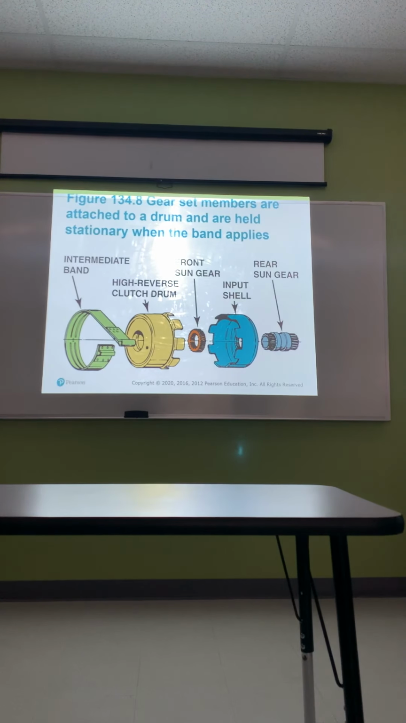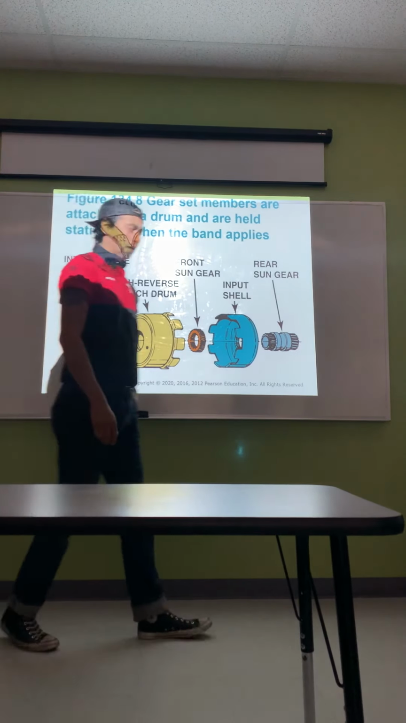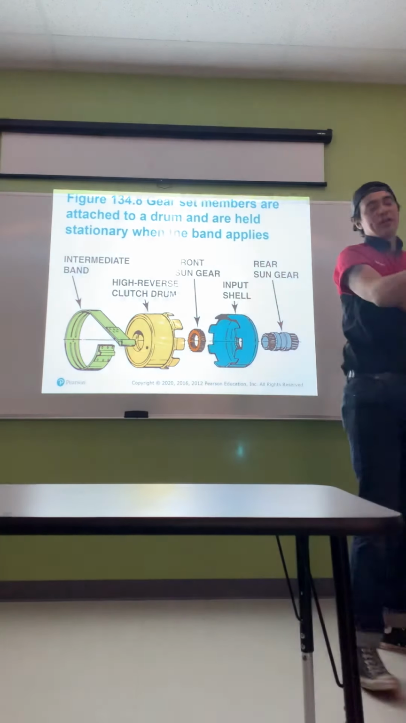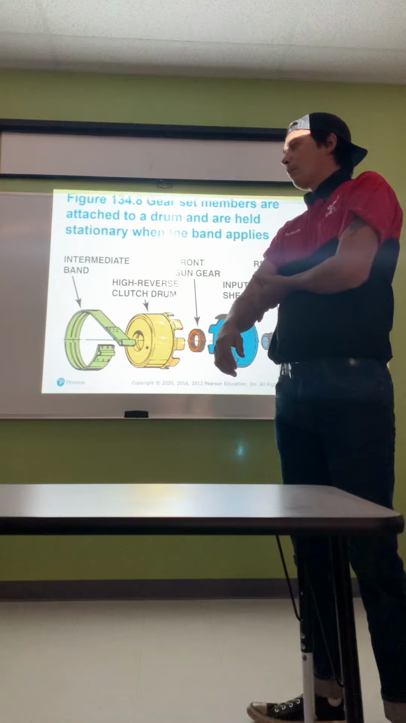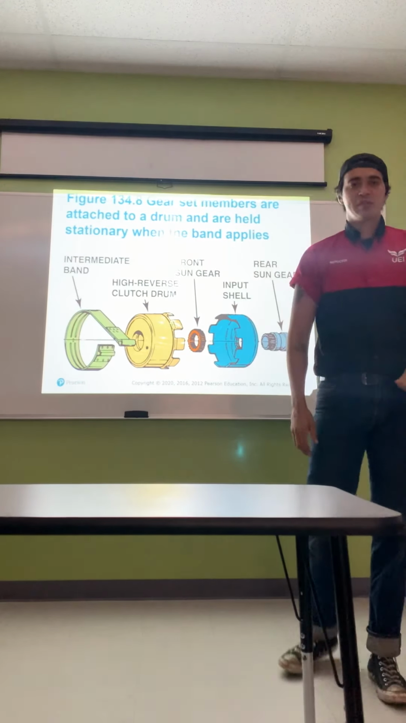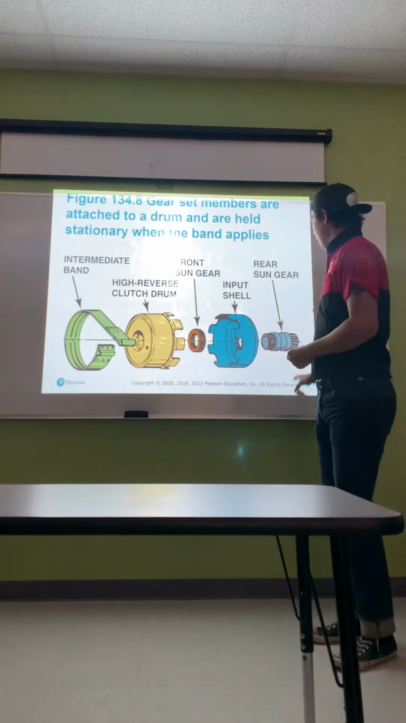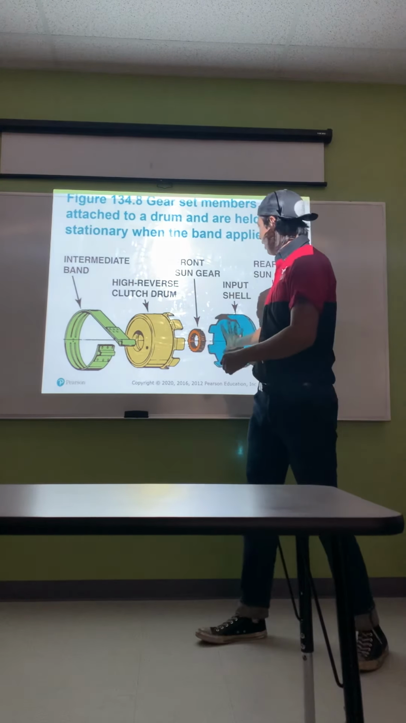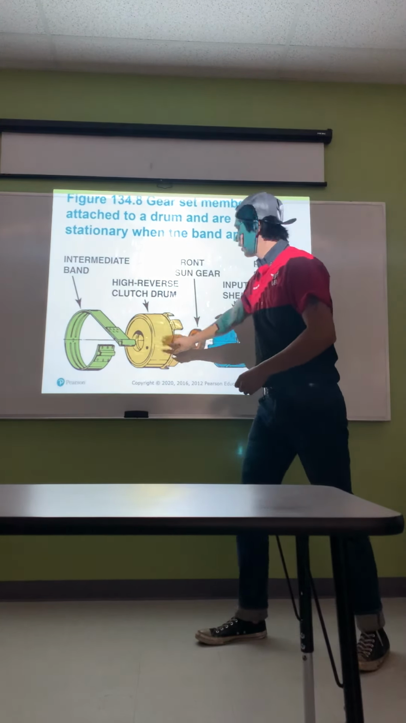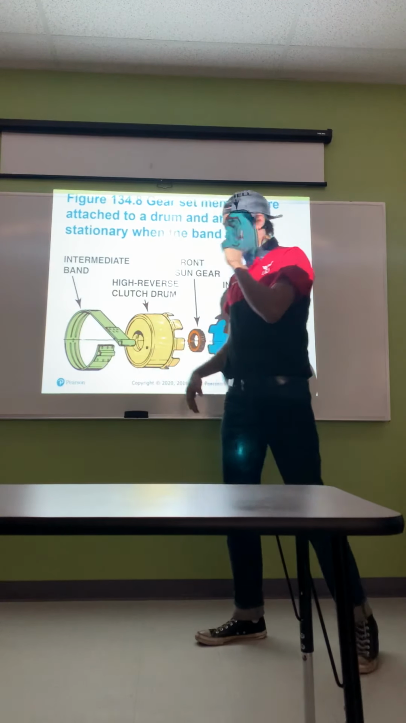Gear set members are attached to a drum and held stationary when the band applies. So now we're talking about a very primitive design of how automatic transmissions used to work. We have the rear sun gear, the portion of the shaft going through this housing, which is the input shell, the front sun gear, the reverse clutch drum, and the intermediate band.